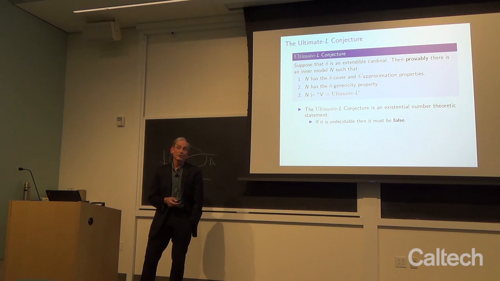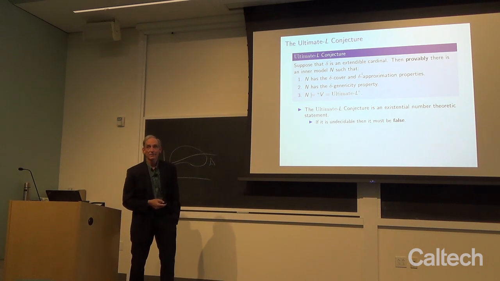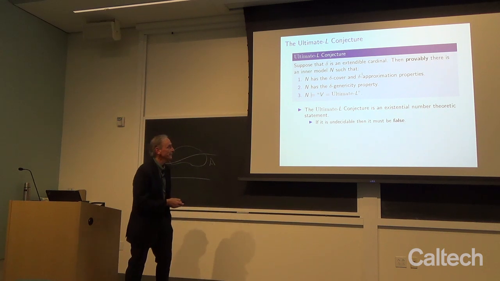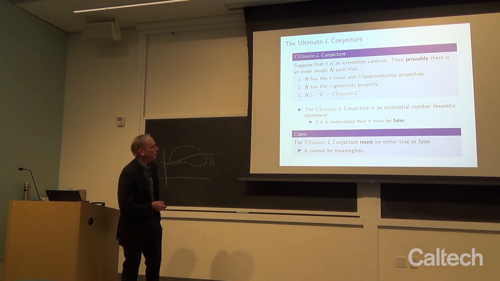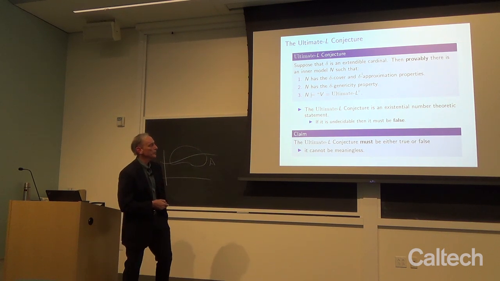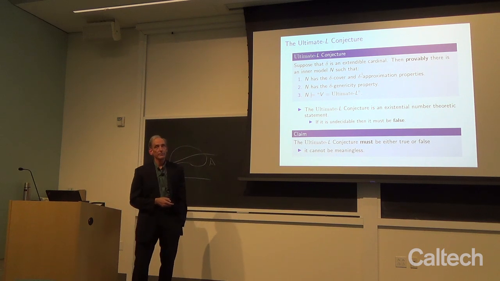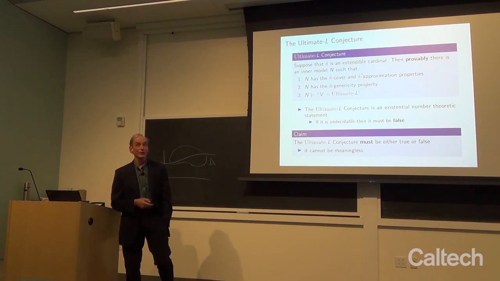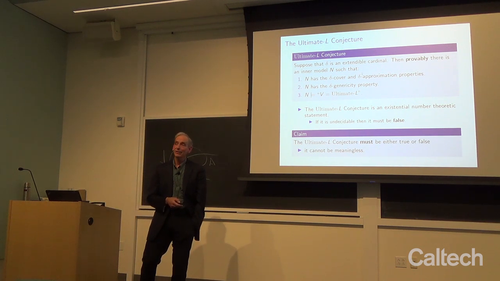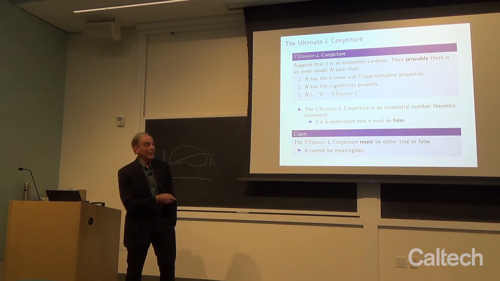Right? An existential statement about numbers, which is undecidable, is false. If it were true, you'd verify. So the ultimate L conjecture must be either true or false. Unlike CH, you cannot argue that it's meaningless. You're arguing that an existential statement about the integers is meaningless. I'm not saying that this is an interesting number theoretic statement. I'm just saying you can't say it's meaningless.